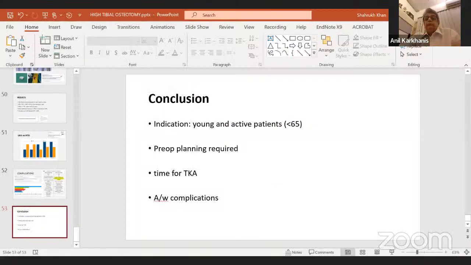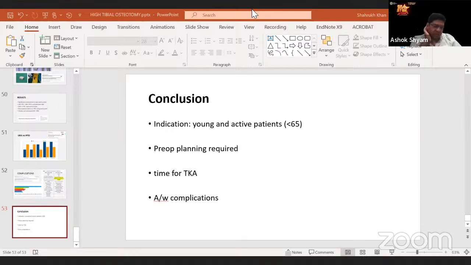Okay, thank you, Dr. Shahrukh. You took 1.5 minutes more than your allotted time. So we move to the judges. Over to Karkani sir for questions.